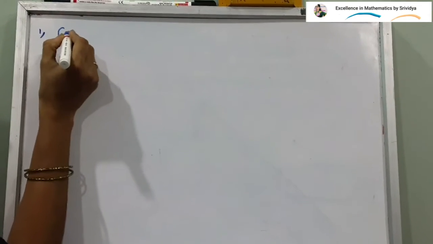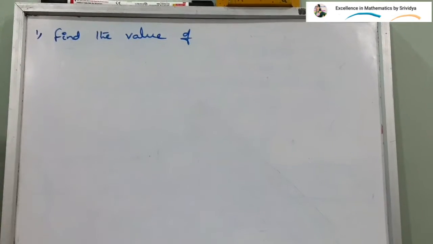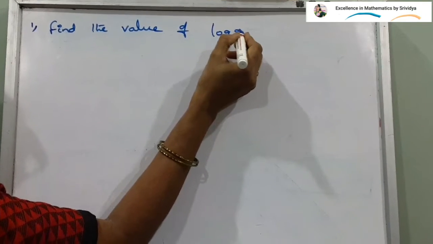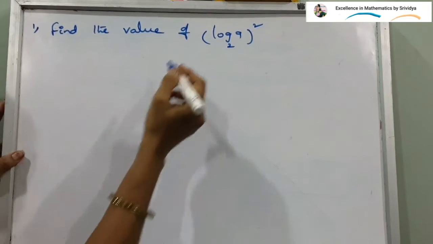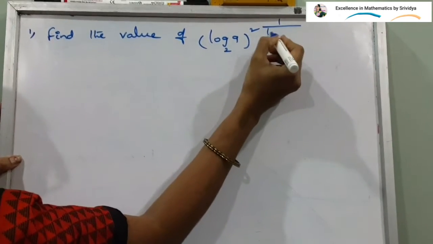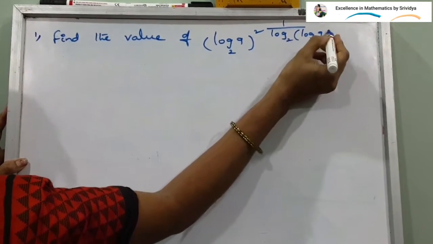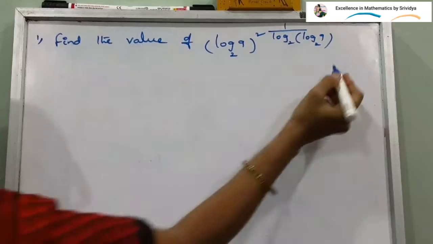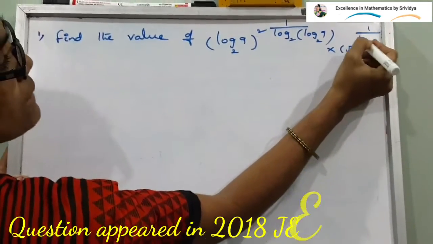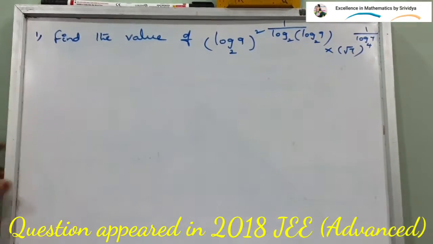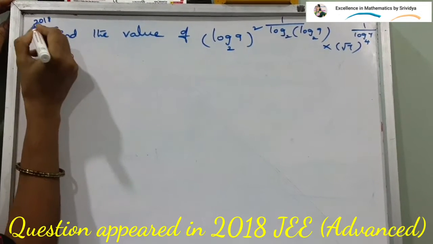First one is find the value of (log 9 base 2 whole square) whole power log 2 of log 9 base 2, into (root 7) whole power 1 by log 7 base 4. This question has come in 2018 JEE Advanced.